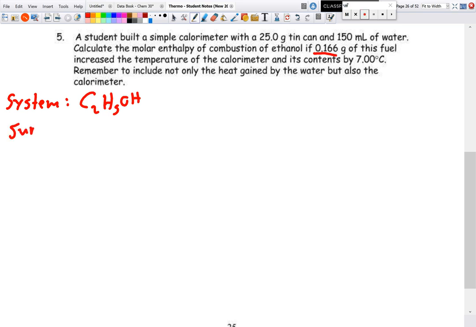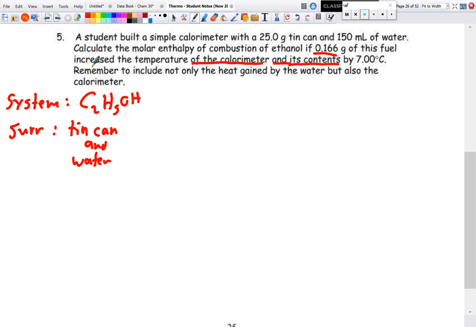Our surroundings, though, if we keep reading, it says find the molar enthalpy of combustion for ethanol if 0.166 grams of this fuel increase the temperature of the calorimeter and its contents. So now our surroundings are actually two things. We have our calorimeter, so we have our tin can and water. Because it's specifically saying that both things underwent a temperature change, we're going to have to calculate both of them. Now, funny thing is, I'm just going to get you set up and hopefully you guys will be able to finish this on your own.